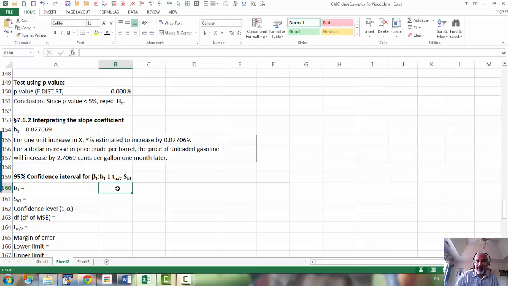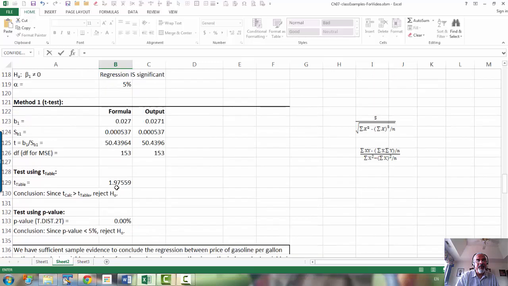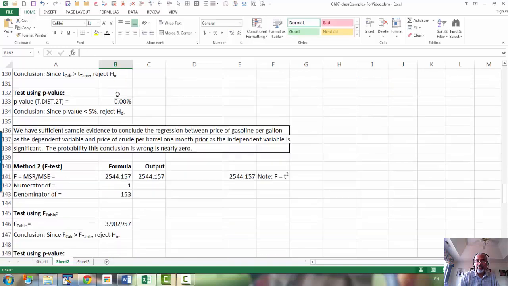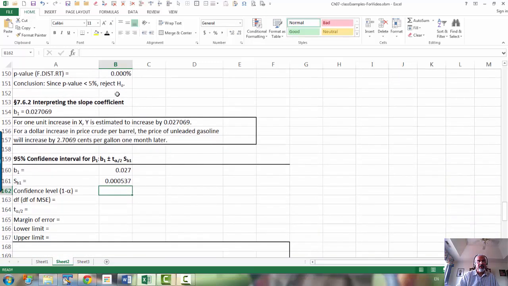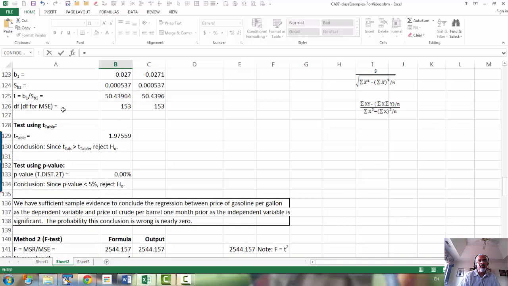So we already have b sub 1 and s sub b sub 1 set up here. So that is b sub 1 and s sub b sub 1 is right there. Now suppose we want a 95% confidence interval. So that's your confidence level, 1 minus alpha. We type that in. And degrees of freedom for MSE, we again have that right here, or you can go back here.